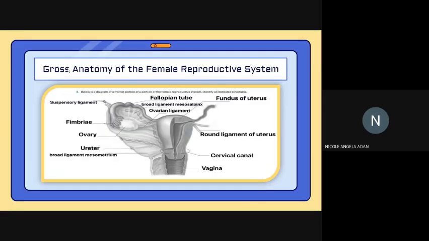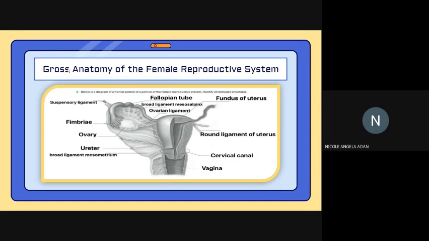Let's proceed to the female reproductive system, which is the gross anatomy of the female reproductive system. Number 9, below is a diagram of a frontal section of a portion of the female reproductive system. Identify all indicated structures. So let's start from the right side. Fundus of uterus, pointed at the top. Round ligament of uterus, cervical canal, vagina, pointing out in the last side.